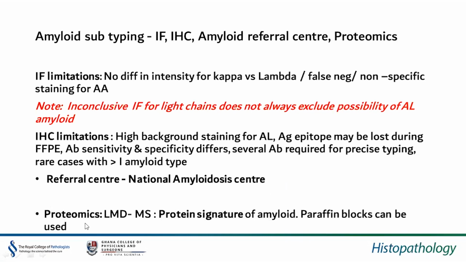And then you have proteomics, in which you do a laser microdissection and mass spectrometry, and you can determine the protein signature of the amyloid. And for this, paraffin blocks can be used and sent to a referral center, which performs these tests. And this helps in precise subtyping of amyloid.